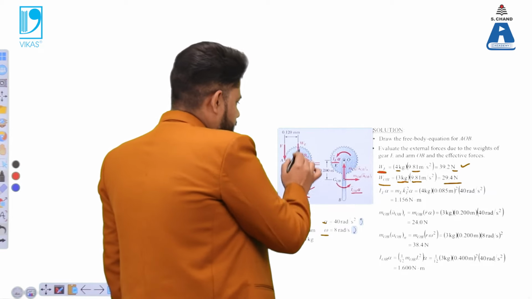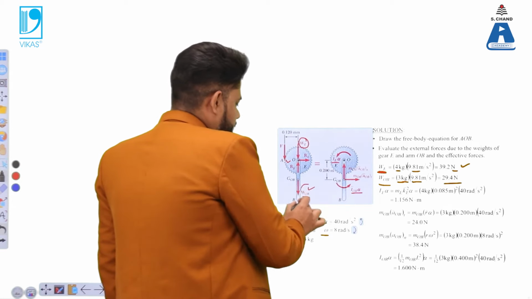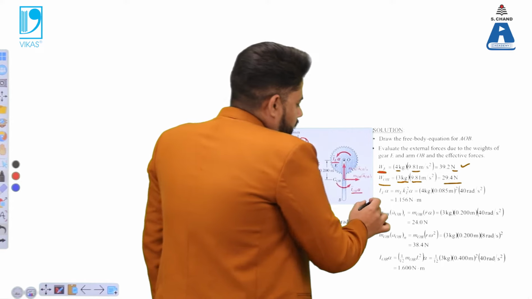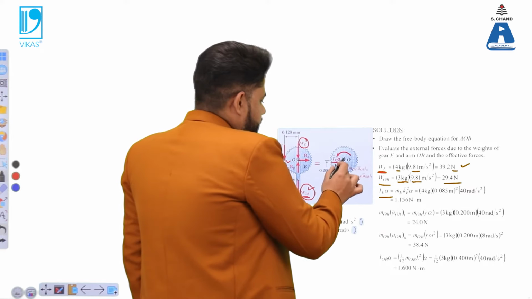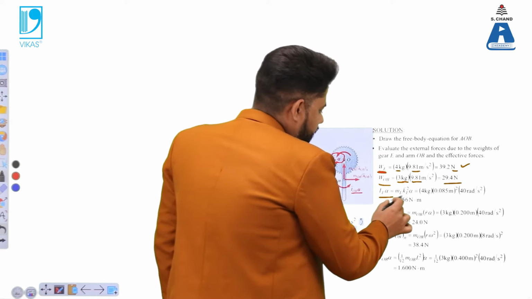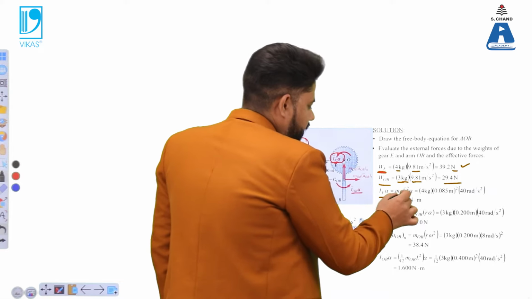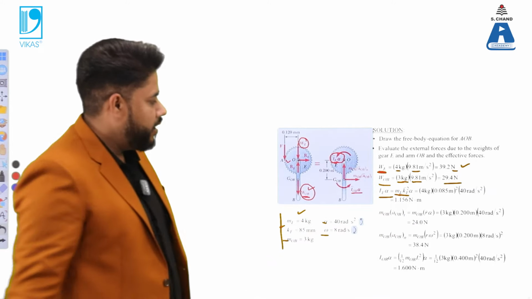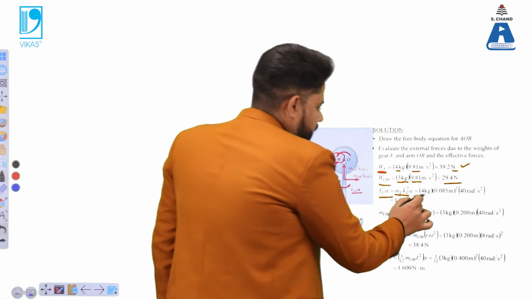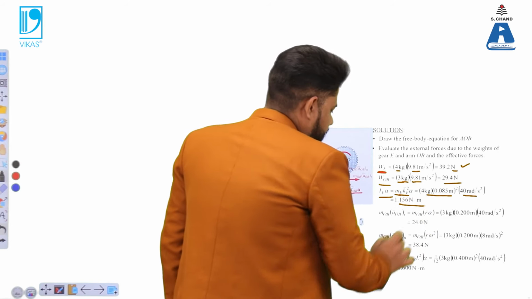So these two values are obtained. One is WE, another is WOB. Now I need to find out what is the value of this IE into alpha. So IE can be calculated from this MR square, which is MKE square multiplied by alpha. So I have substituted all these values and obtained this.